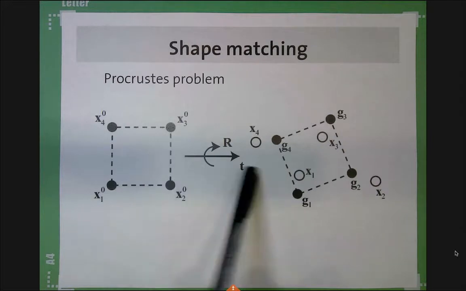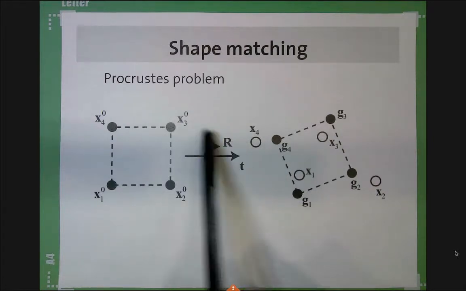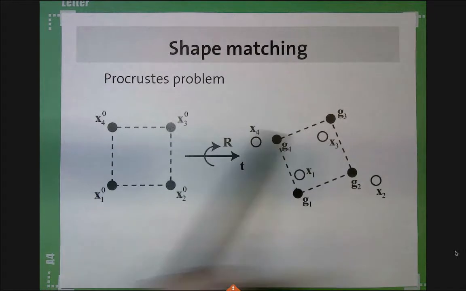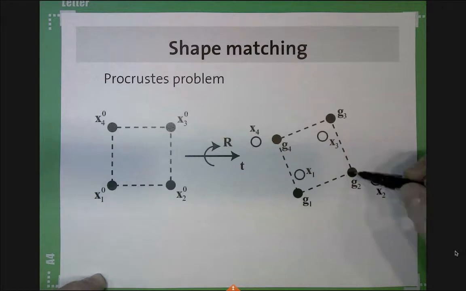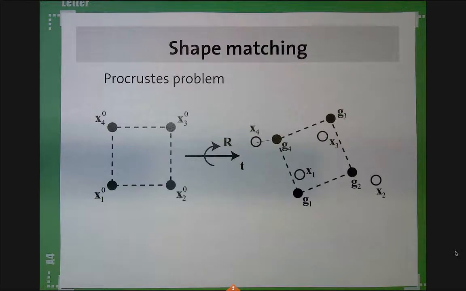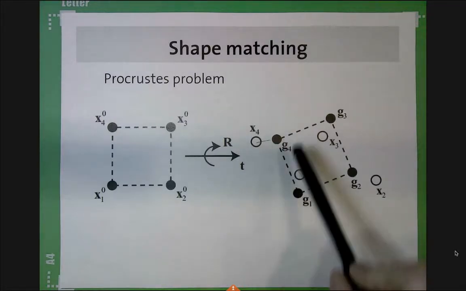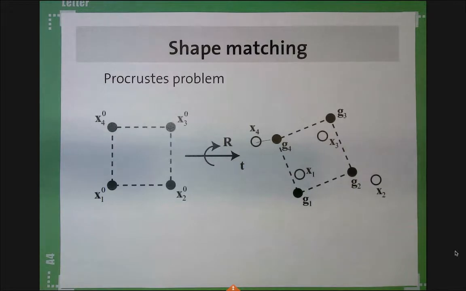And I'm looking for an optimal translation t and rotation r applied to the rest pose, such that after I apply it, these distances, g1 and x1, g2 and x2, g3 and x3, g4 and x4, are as close as possible. So in case my current deformation was just a rigid body transformation, I should find the exact rigid body transformation by solving the Procrustes problem. That's the key idea of this algorithm. That's really the main trick there.